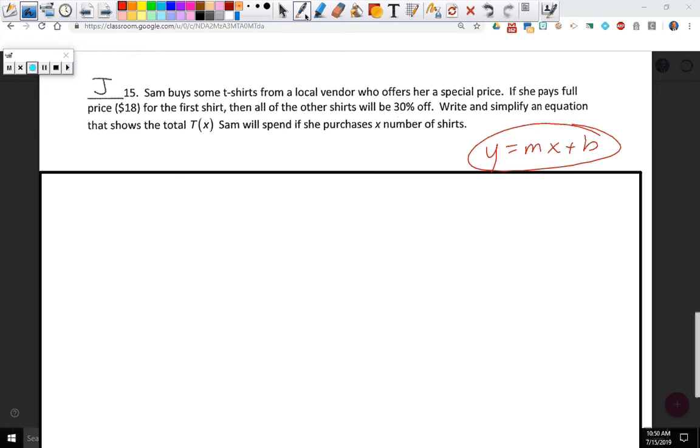If she pays full price for the first t-shirt, in my head, I'm already building some kind of possible linear function created by a table. For the first shirt, she's going to pay $18. Okay? Now here's where it gets a little bit weird. Then all the other shirts will be 30% off.